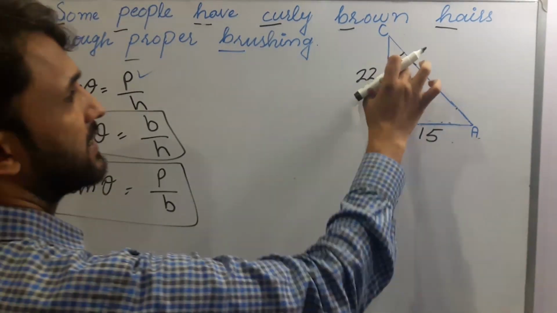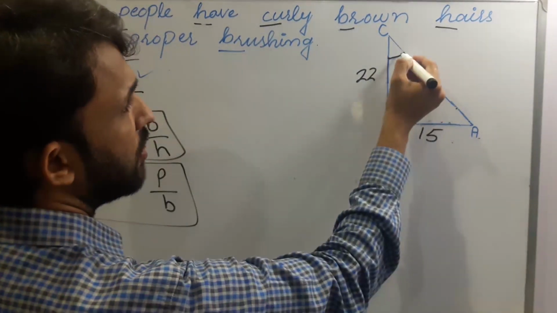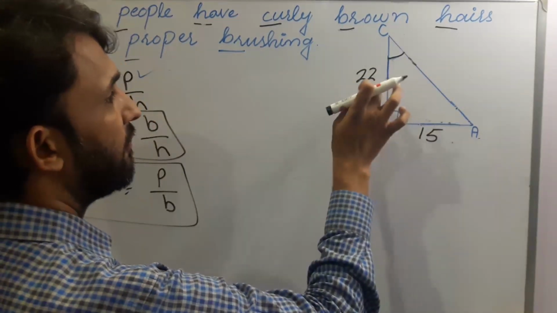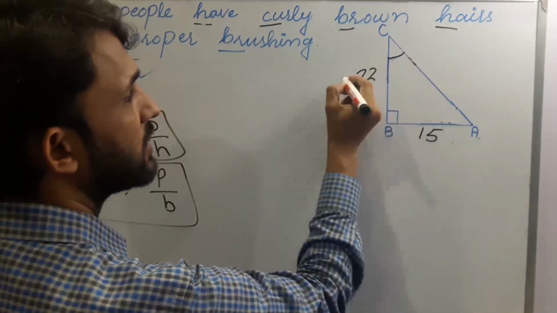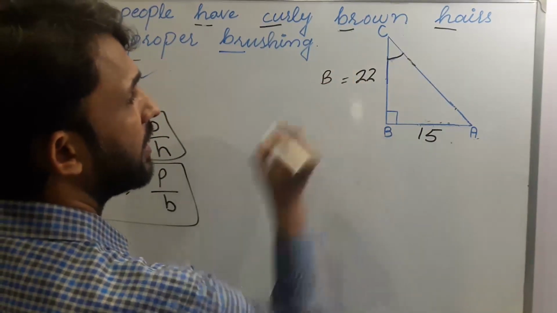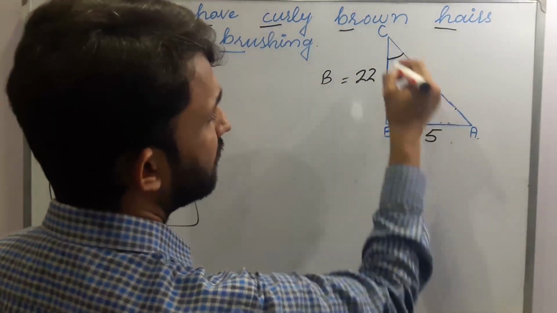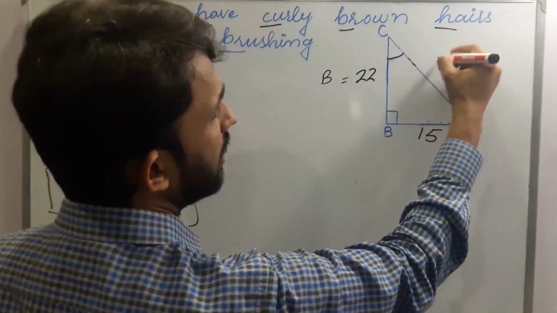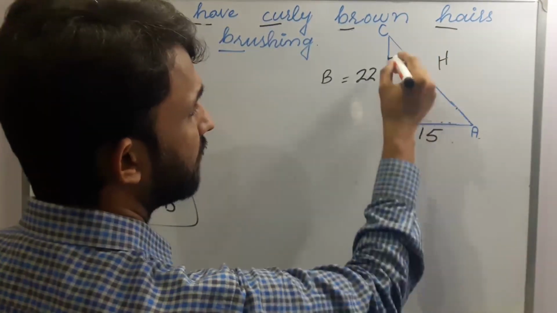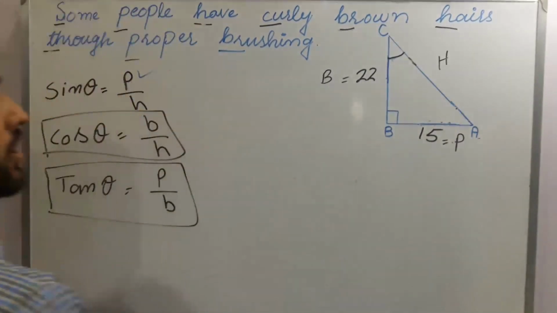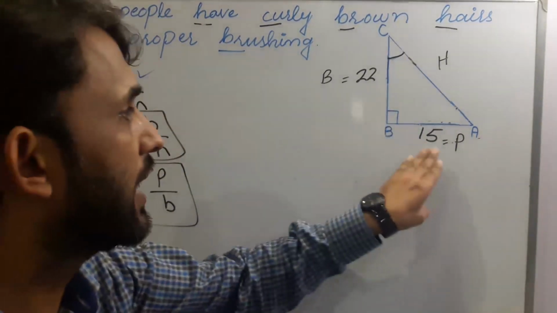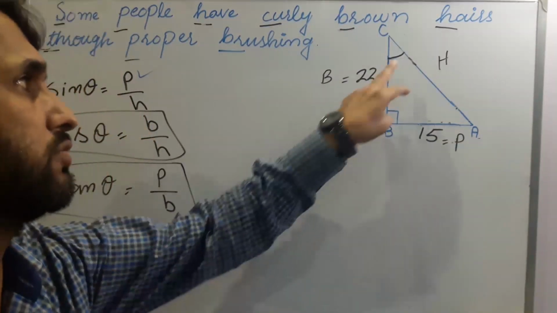For this angle, first you have to define what is this side and what is this side. The side with the angle is always your base. So this is your base, and in front of 90 degrees is always the hypotenuse, and the side in front of the angle is your perpendicular. Okay, now we have perpendicular and base. We have these two values. We have to find theta.